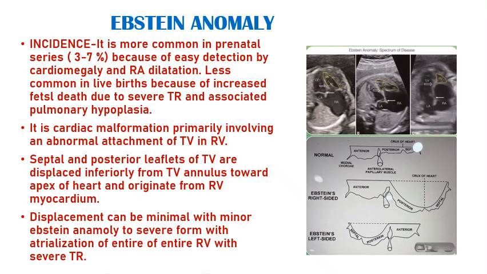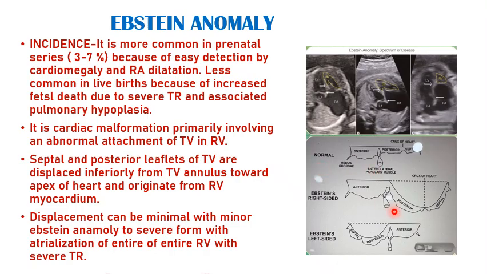Now, Ebstein anomaly. Incidence is more common in prenatal series, around 3 to 7%, because of easy detection by cardiomegaly and right atrium dilatation. It is less common in live birth because of increased fetal death due to severe TR and associated pulmonary hypoplasia. It is a cardiac malformation primarily involving an abnormal attachment of the tricuspid valve in the right ventricle.